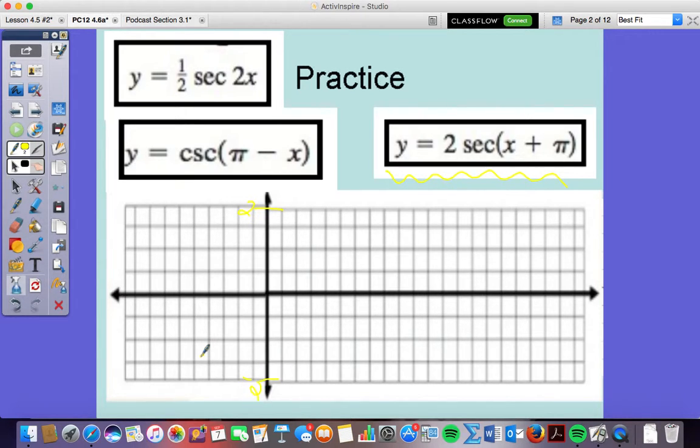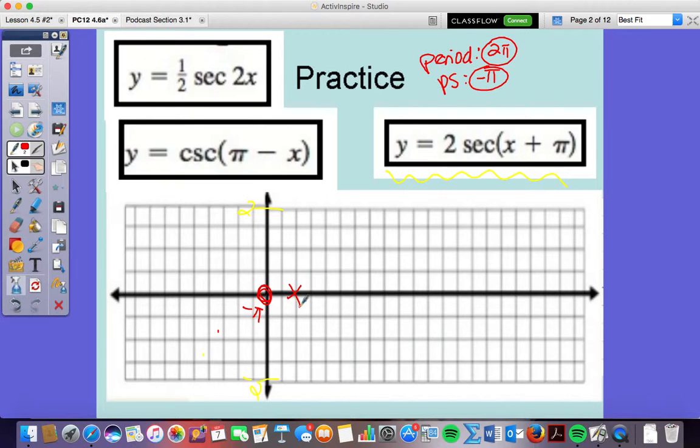What's the phase shift? The period is 2 pi. Good. I usually go in order, I went out of order there. 2 pi is the period. Phase shift is pi. Positive or negative? Negative. Let's go to the left side, right? So I start at negative pi. Good. And here we go.